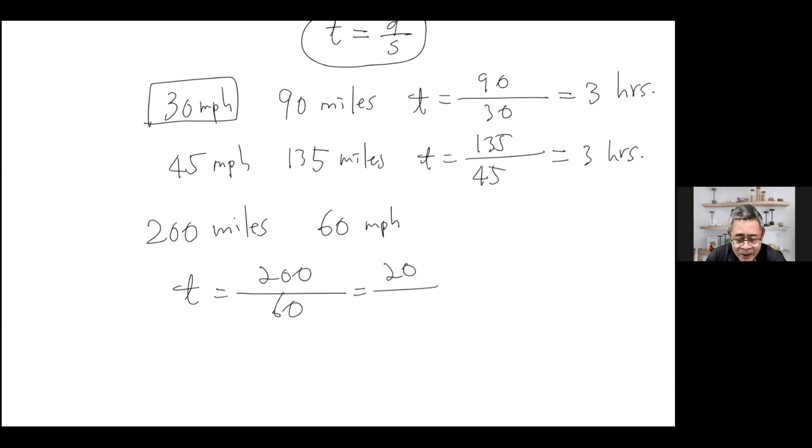And we can simplify that. This is a 10, as this is 3. Okay, so we got 3 and 1/3. So 3 hours and a third of an hour. A third of an hour is 20 minutes. So it'll take us 3 hours and 20 minutes to get to Chicago.